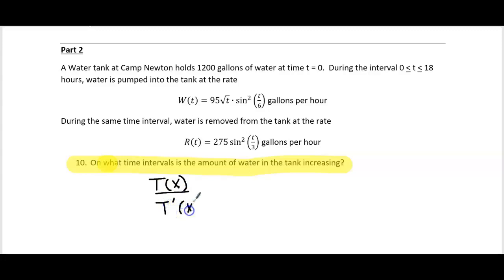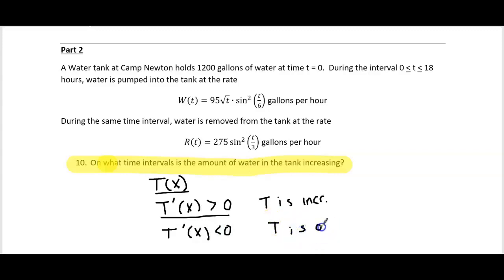Now I know that this function is increasing or decreasing based on the derivative. If the derivative is greater than 0, well, that would mean that t is increasing. In other words, the number of gallons in the tank is increasing if the derivative is greater than 0. But if the derivative is less than 0, that means that the number of gallons in the tank, represented by t, would be decreasing. So we want to know when it is increasing. So basically, I want to find when t prime of x is greater than 0, because that's when t is increasing.